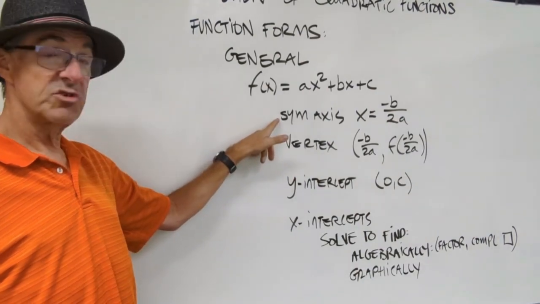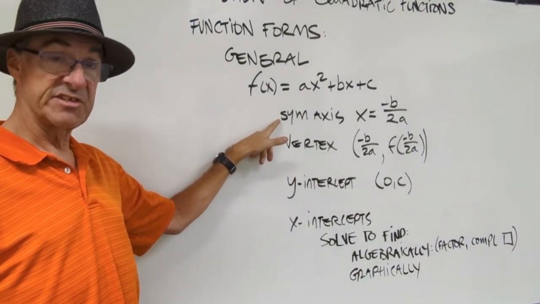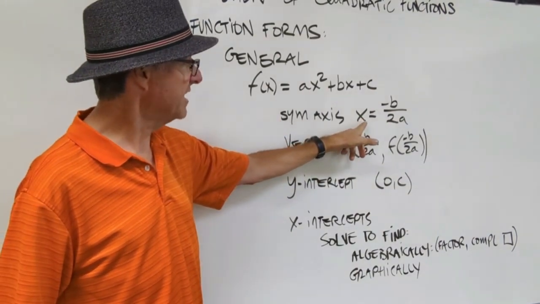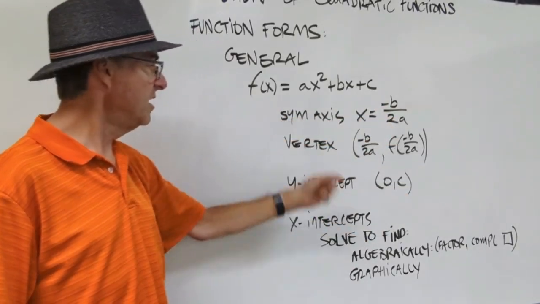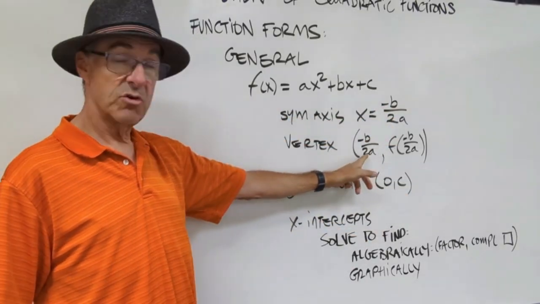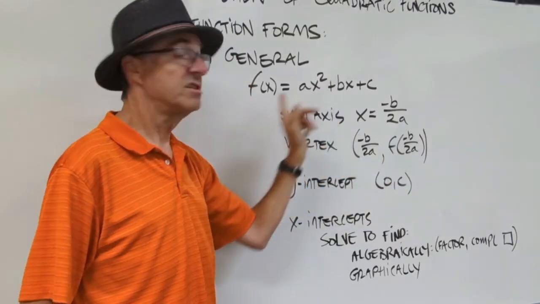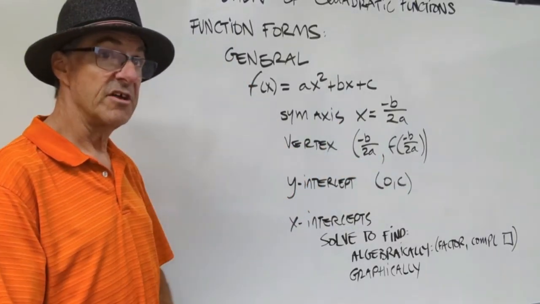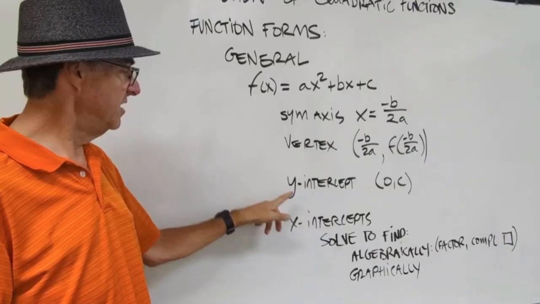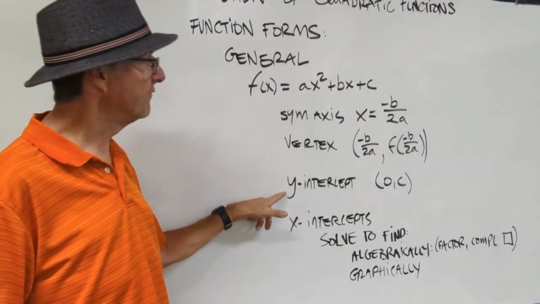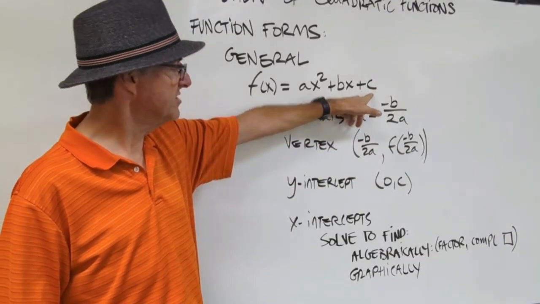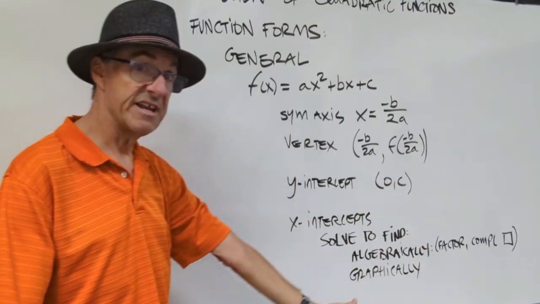Now, we have a symmetry axis. That's the symmetry axis of the parabola, and that's found by x equals minus b over 2a. Our vertex is the x coordinate of the symmetry axis, and then that value is plugged back into the function to get the y value of the vertex. So there's your vertex. The y-intercept, you get that for free. It's just right here. It's the c term. It's 0, c, whatever that is.